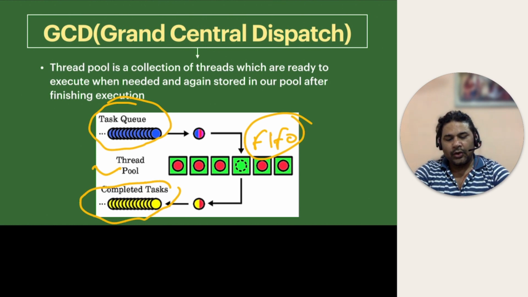So here all the red symbols in the thread pool show that they are executing their job. Suppose one becomes available: after completion of its job it will come into the completed task. So the threads perform like this in the thread pool.